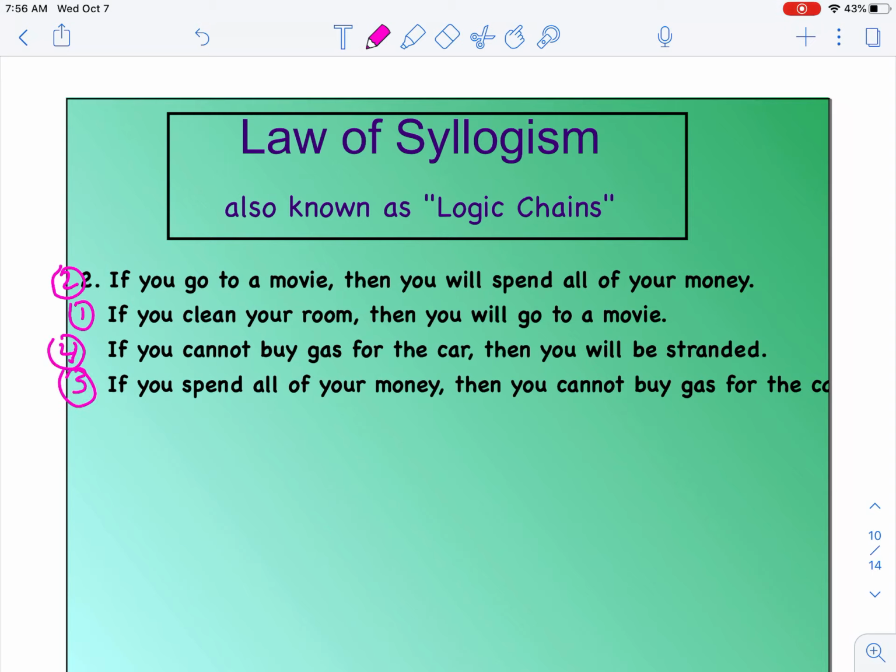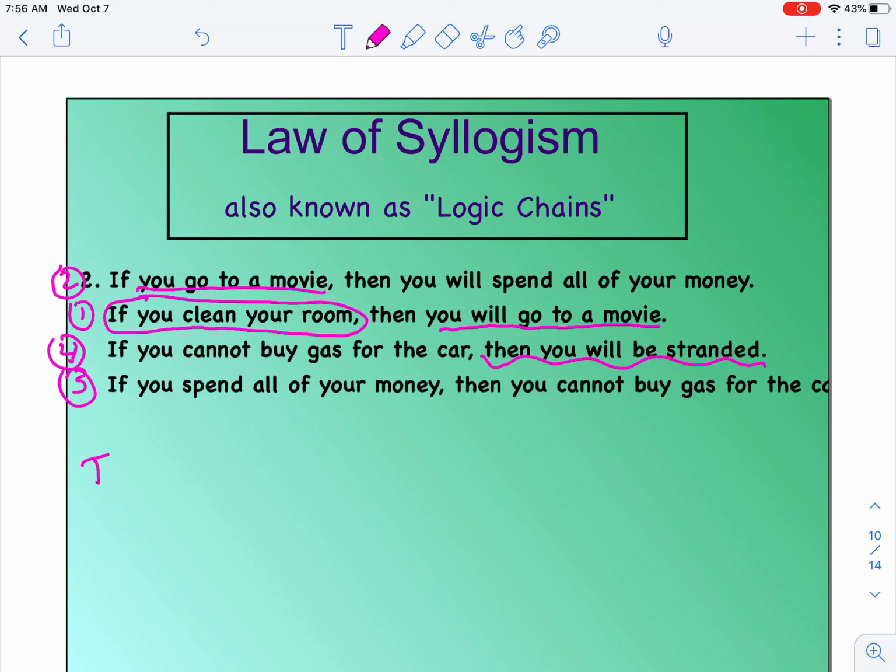So, in order, if you clean your room is your first hypothesis. Then you will go to a movie. If you go to a movie, see, this has to be your next hypothesis. If you go to a movie, then you will spend all of your money. If you spend all of your money, then you cannot buy gas for the car.